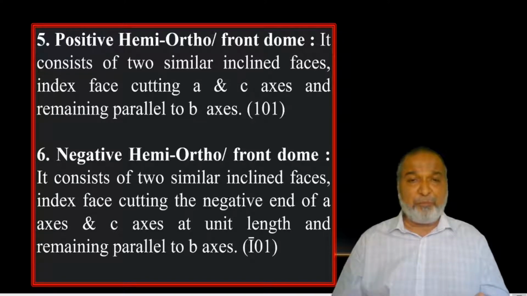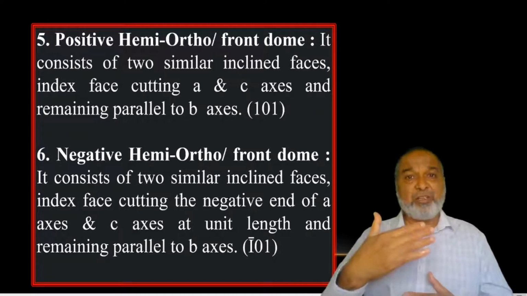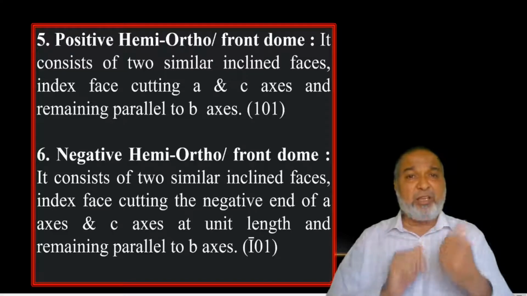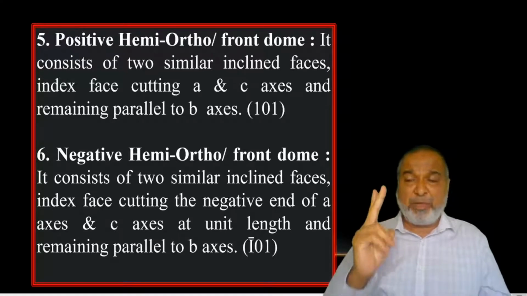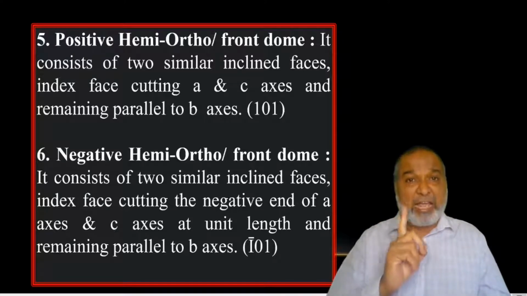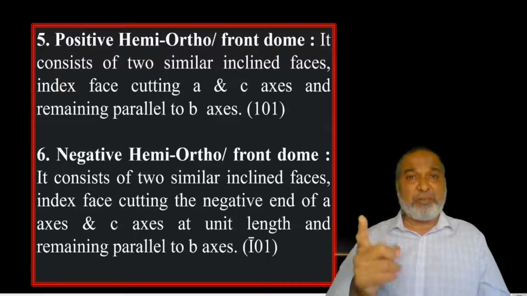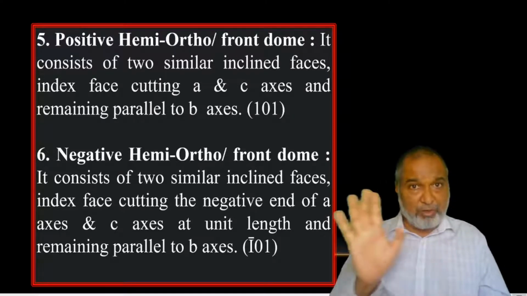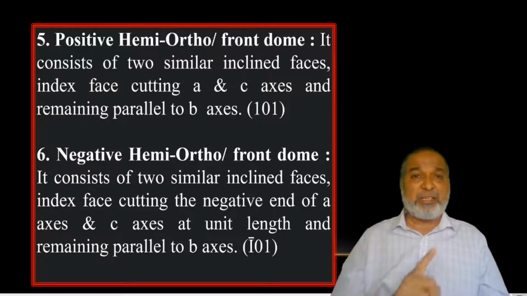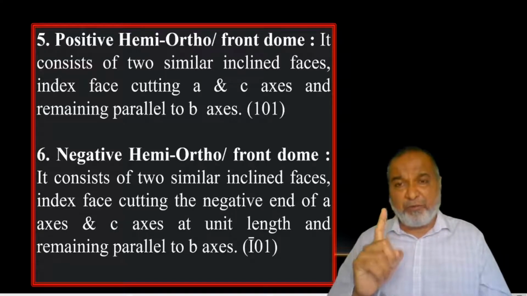What is the orthodome? Ortho means the ortho axis, the B axis. So here, the position of these faces will be on the front side. It consists of a pair of two similar inclined faces. The index face is going to cut your A and C axis and remain parallel to your ortho. Whichever axis is parallel is horizontal, not vertical. Out of A and B, ortho, that is the B axis, remains parallel. So the name is given as positive hemi or front dome.